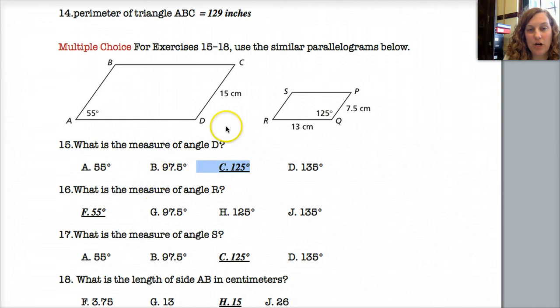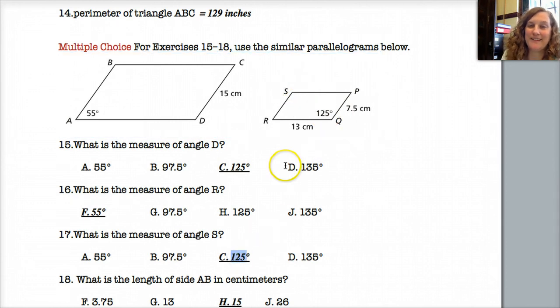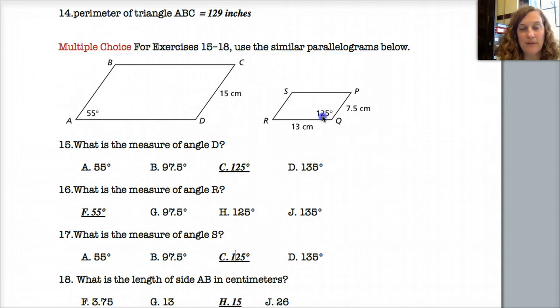What's the measure of angle R? Well, R corresponds with A, so it's going to be 55 degrees. So right there, 55. What's the measure of angle S? S corresponds with Q, is 125 degrees. Oh, look, they made it too hard. They tell you 125 degrees right over here, so you could have just noticed that 125 degrees are the same, because if they're similar, they have the same angles. So that would have been easier. So S is 125 degrees because it's across from Q, which means it's the same.